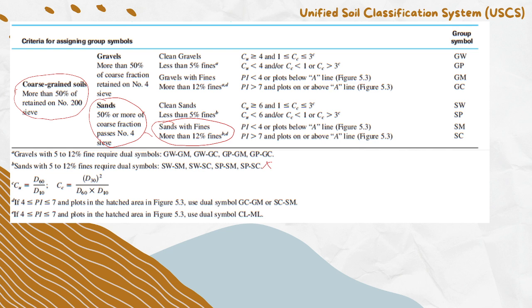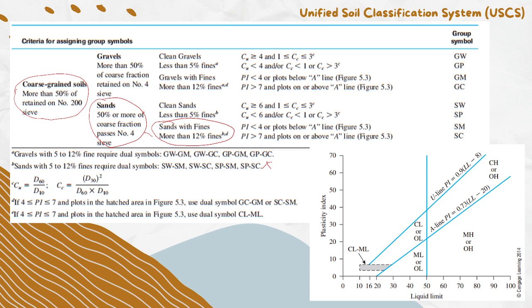Next is letter D. If the plasticity index is between 4 and 7 and plots in the hatched area, we use the dual symbol SC-SM. So, our plasticity index is greater than 7 because it is 21. And let's check if it plots in the hatched area. So our plasticity index is 21, and then our liquid limit is 33.